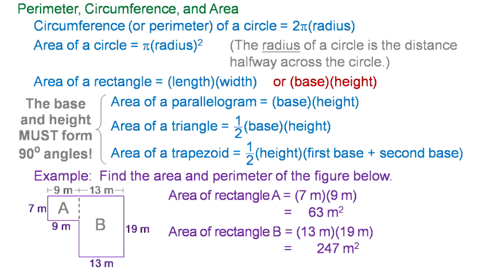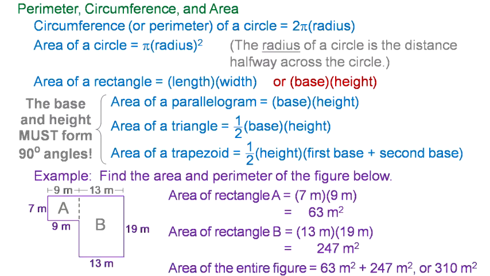To find the area of the rectangle I've labeled rectangle B, I can multiply 13 meters times 19 meters. Since 13 times 19 is equal to 247, and since meters times meters is equal to square meters, I can say that the area of rectangle B must equal 247 square meters.